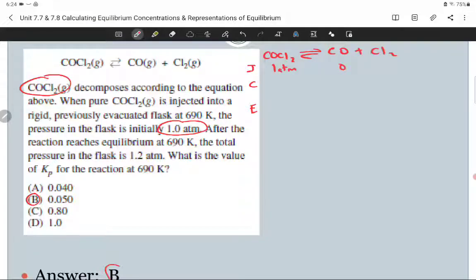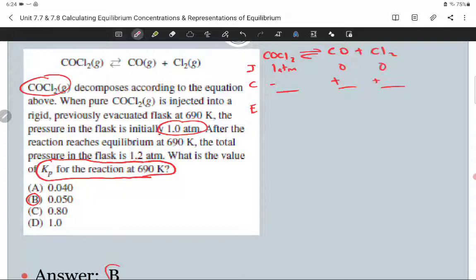We have 0, we have 0. We're going to have to lose some of that. We're going to have to gain. We're going to have to gain. And then we'll have some equilibrium, in this case not concentrations, we'll have partial pressures. KP, by the way, we're going to solve for KP.